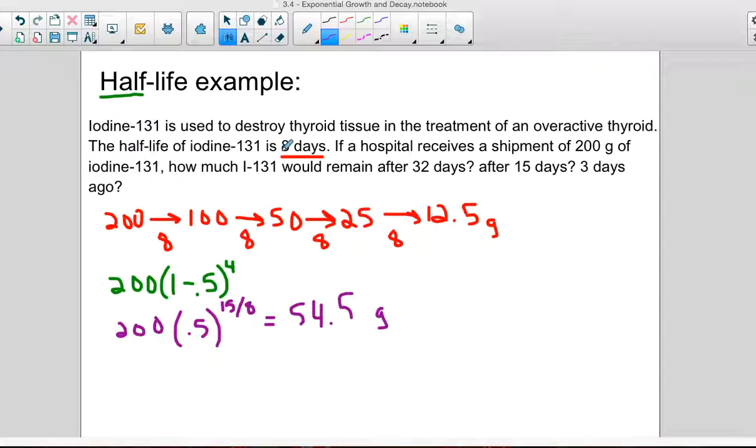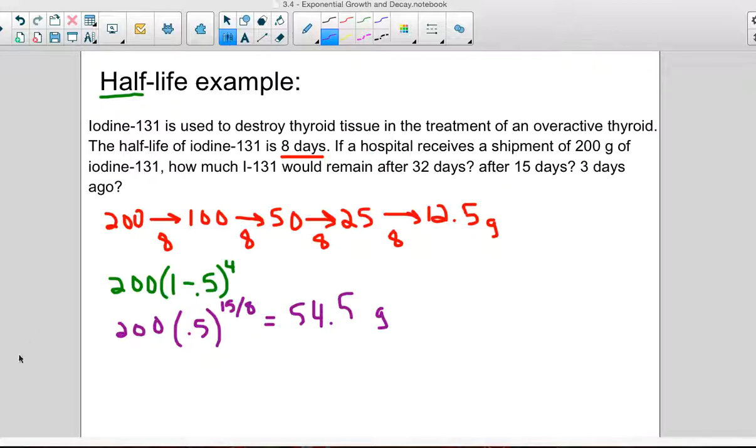Because if you think about it, after 2 half-lives, as we've already seen, it should be down to 50, right? You had 200, so after 1 half-life, it's 100. After another one, it's 50. So this is almost, 16 days is almost 2 half-lives. It's not quite, so you should have a little bit more, which we do. 54.5 is a little more than 50. You should always be doing these common sense type of checks.